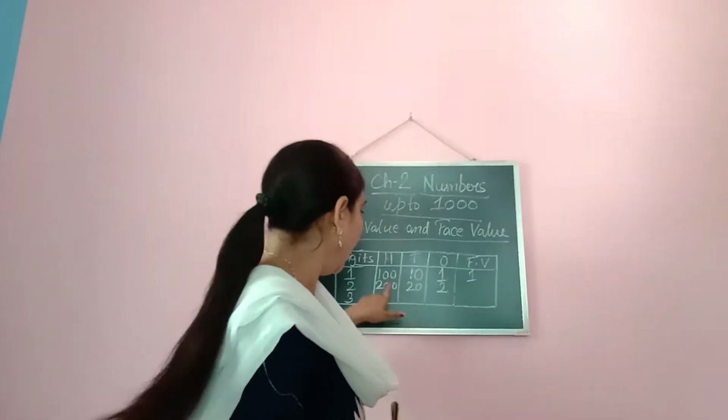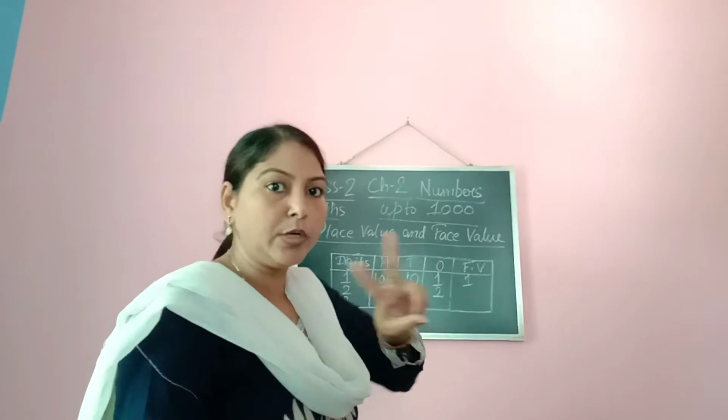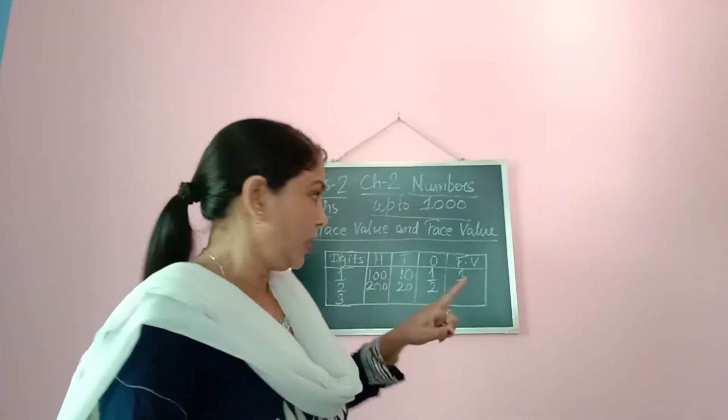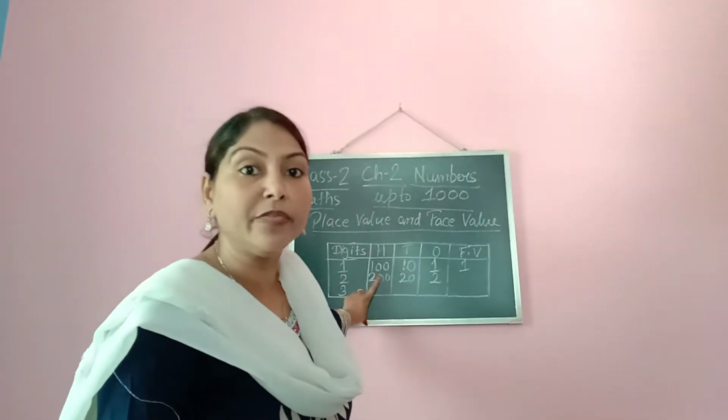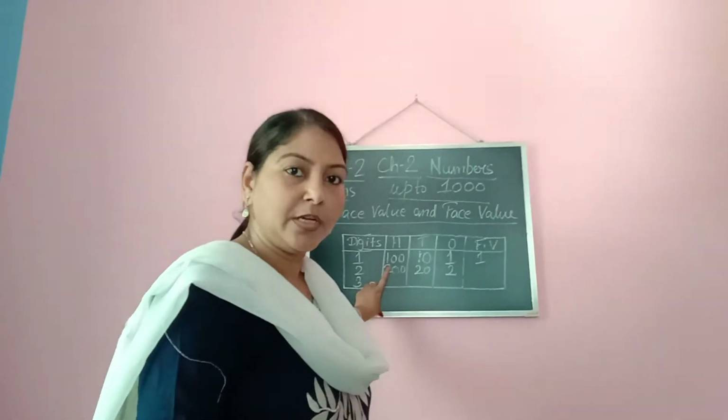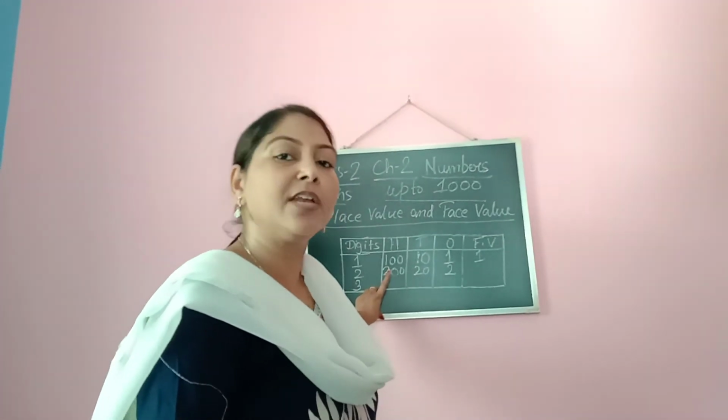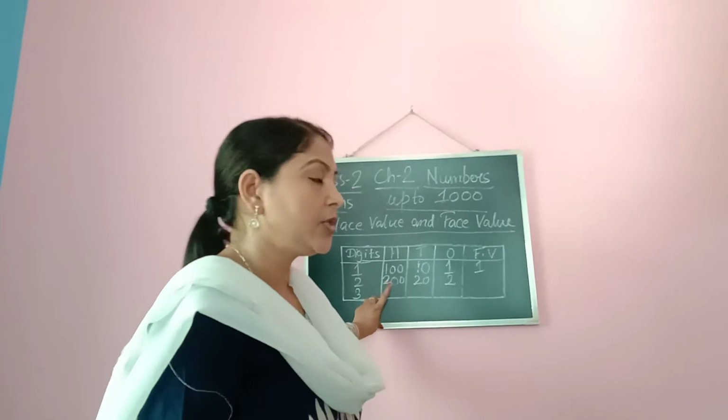Okay. Now for making 100, there are 2 digits. No, we are using 1 and 0. So what is the face value of 0? It will be 0. What is the face value of 1? It will be 1. Okay. So that's how we do it.